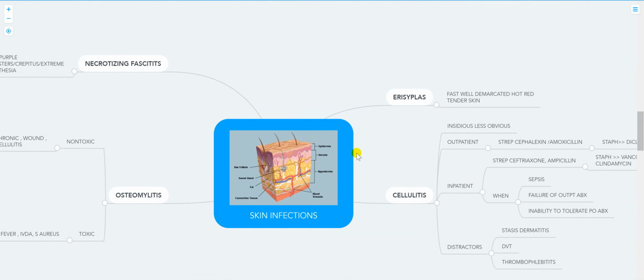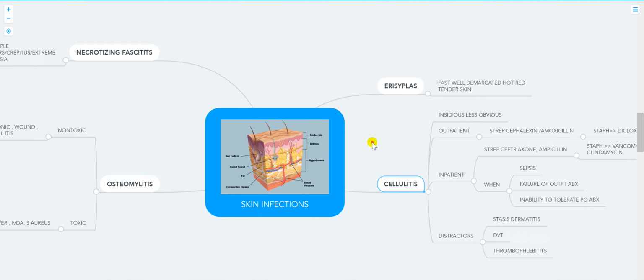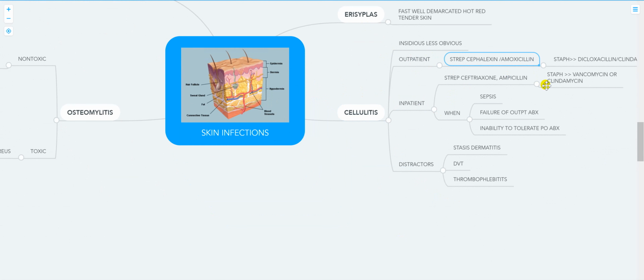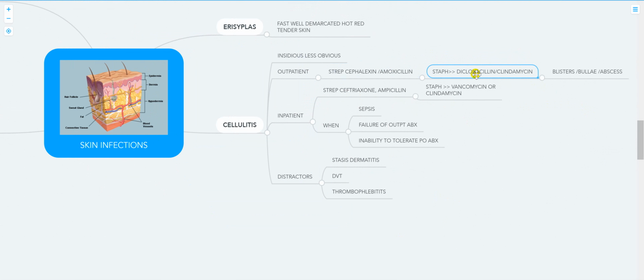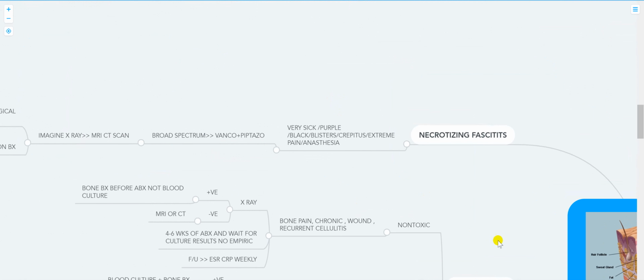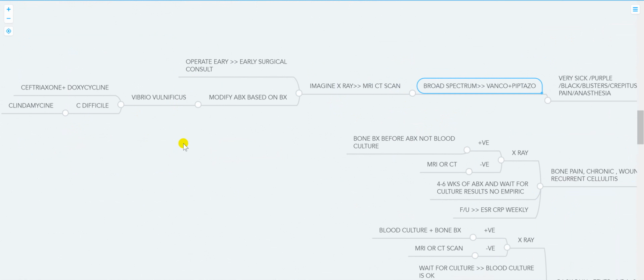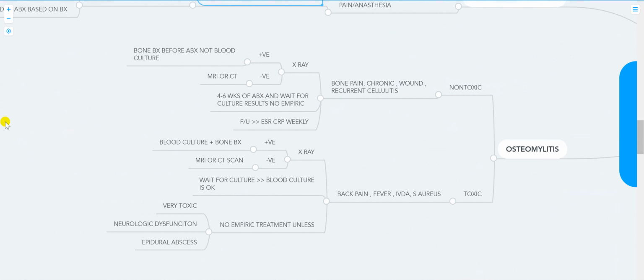So just to summarize, if it's a cellulitis or erysipelas, if outpatient, you give cephalexin or amoxicillin if it's strep, dicloxacillin or clindamycin if it's staph. If it's inpatient, ceftriaxone or ampicillin if it's strep, vancomycin or clindamycin if it's staph. If it is necrotizing fasciitis, first we do broad Vanco-Pip-Tazo, and then you do imaging and biopsy, and then based on the biopsy, if it's Vibrio, you add ceftriaxone and doxy. If it's C. difficile, clindamycin, or if it's Clostridium gangrene or whatever.